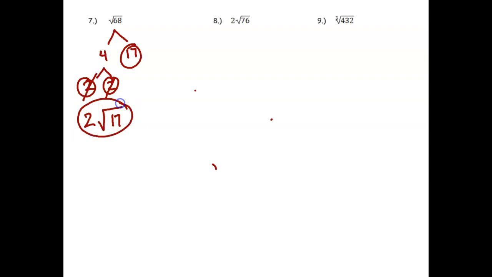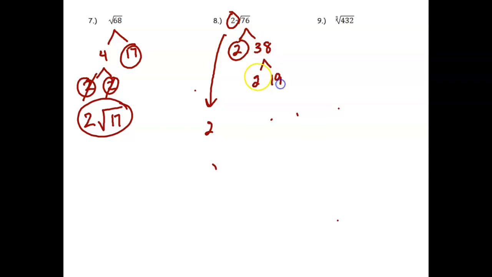So let's try a few more of these. I've got 4 and 17, and then a 2 and 2. My index here is a 2, so I'm looking for my doubles. I got a 2 on the outside, 17 on the inside. Here I've got a 2 as a coefficient. I'm not going to forget about it. I've got 76, so let's do 2 times 38. And then let's do 2 times 19, and 19 is also prime. Looking for my doubles, I've got one pair of doubles, 2. Then I'm going to multiply by that 2 coefficient, and the 19 is left over, so I end up with 4 radical 19.